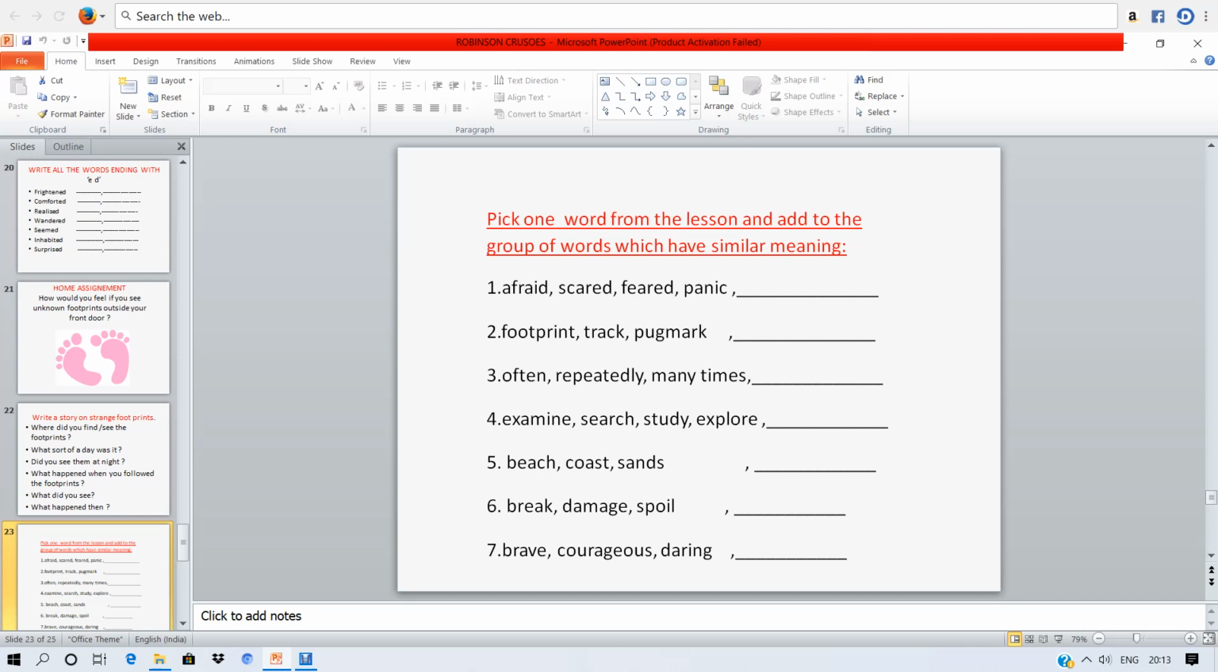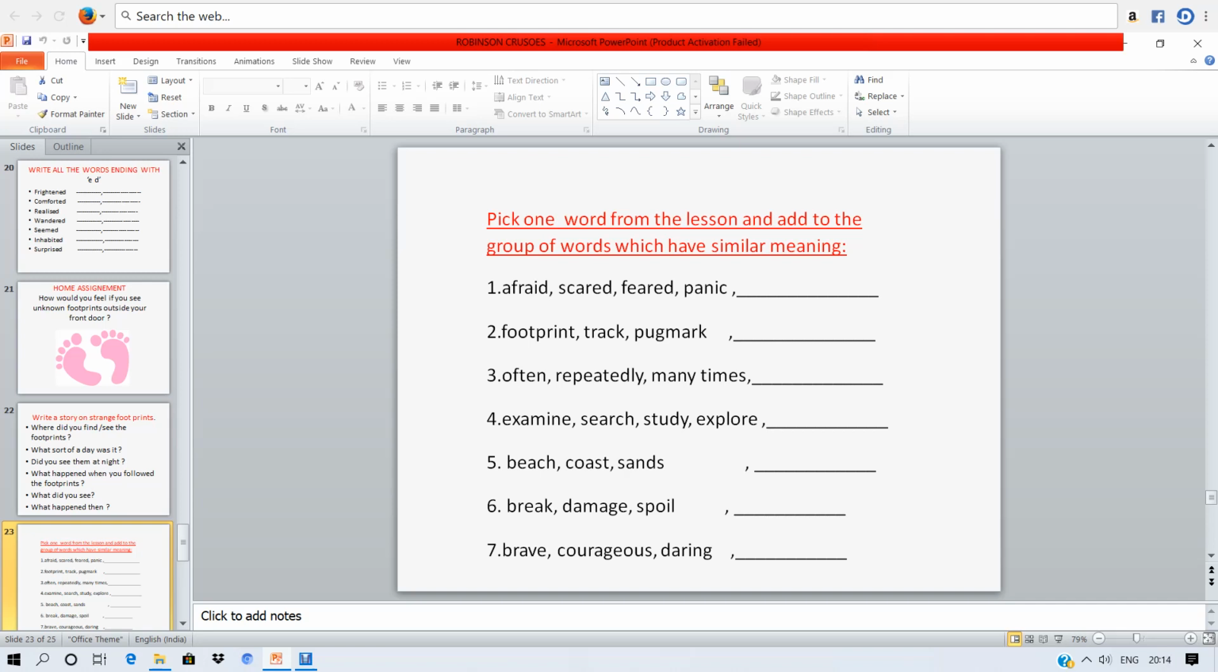Now, this is also your activity sheet. In this activity sheet, what you have to do, I'll tell you. You have to pick one word from the lesson and add it to the group of words which have similar meaning. I'll tell you one or two, but the rest of the things you have to do. First is afraid, scared, feared, and panic. Now from the lesson you have to search another word which has a similar meaning. And the answer is frightened.